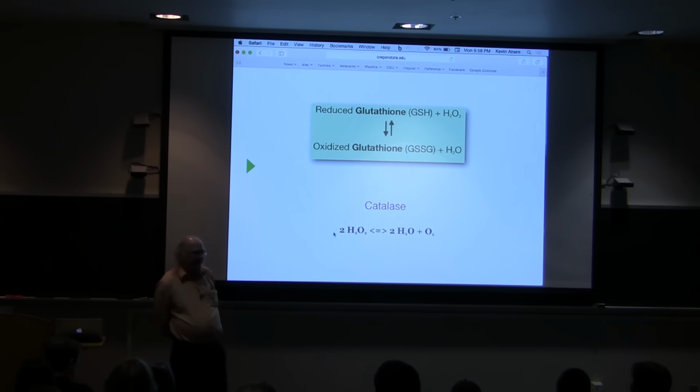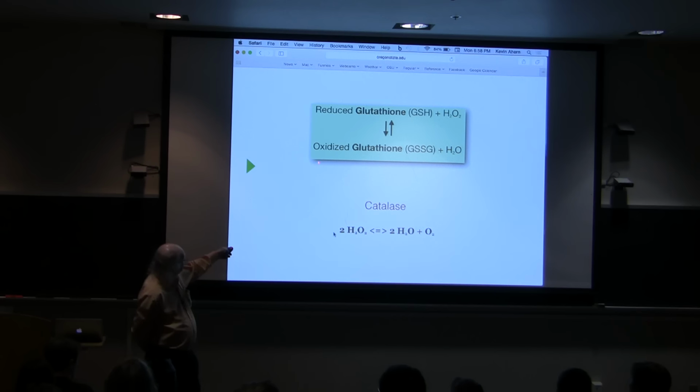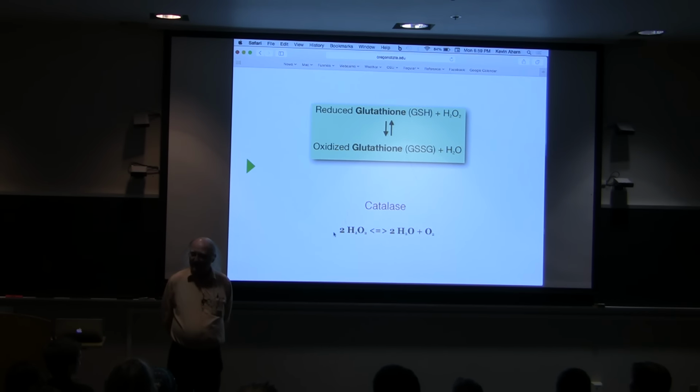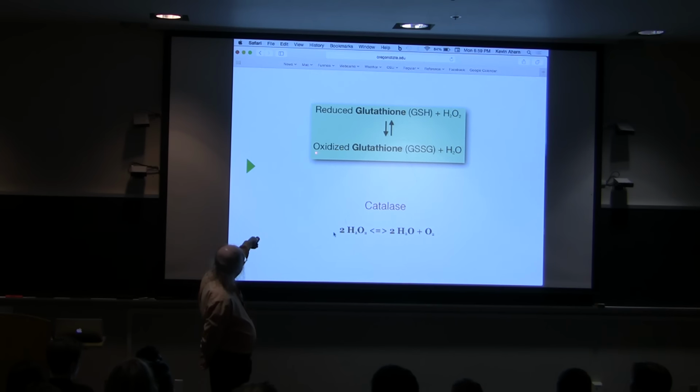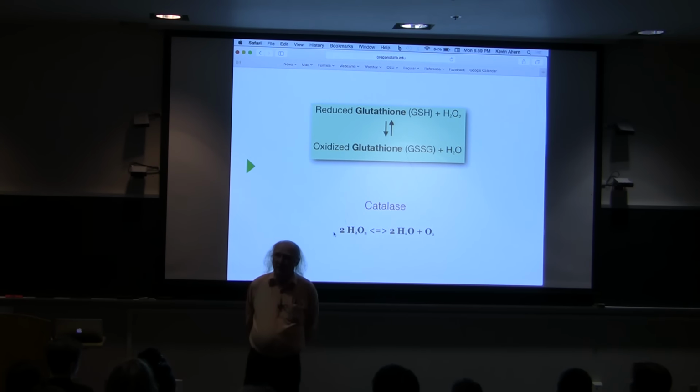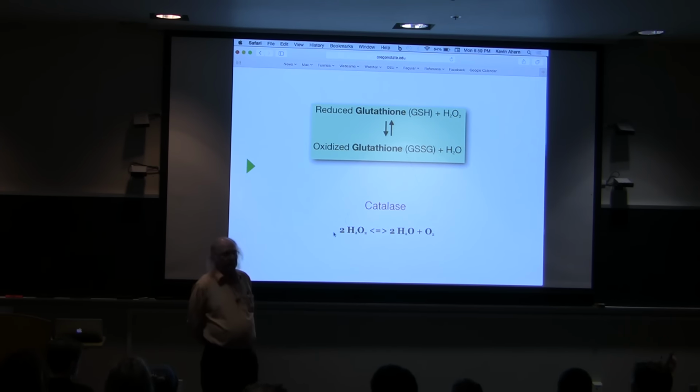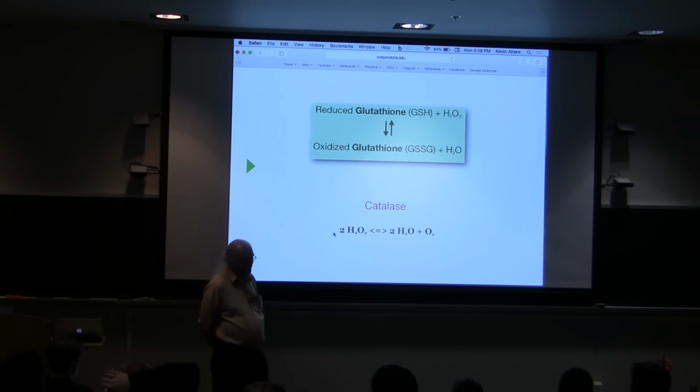I was surprised nobody asked me in class what causes this to go back. And I'll tell you here, you don't need to know it, but reduction by NADPH actually will cause the oxidized glutathione to be reduced back to reduced glutathione.